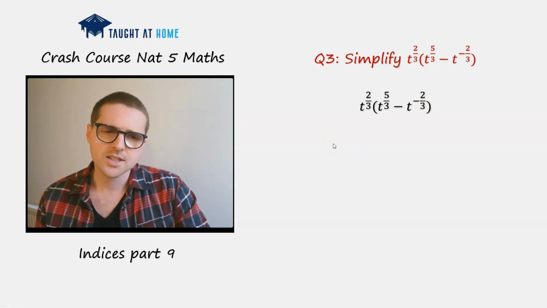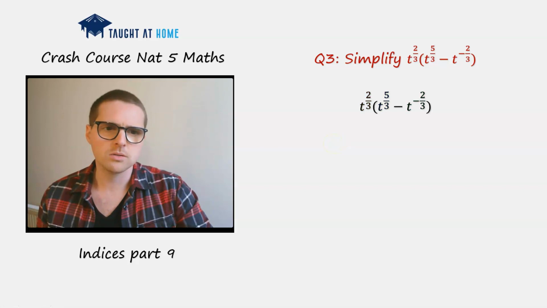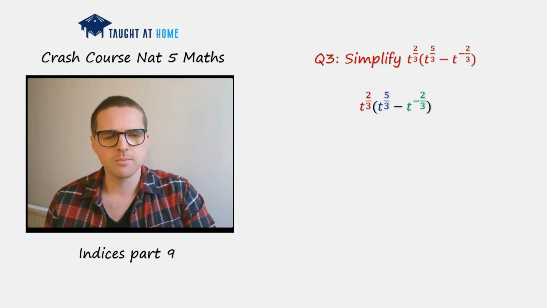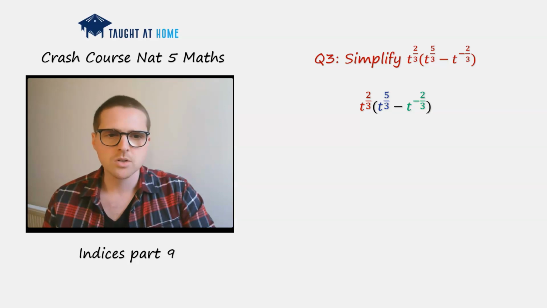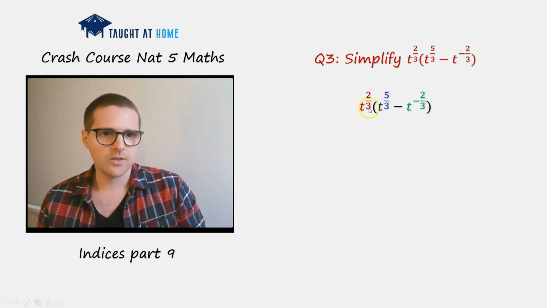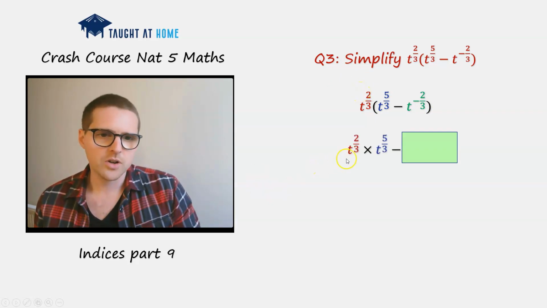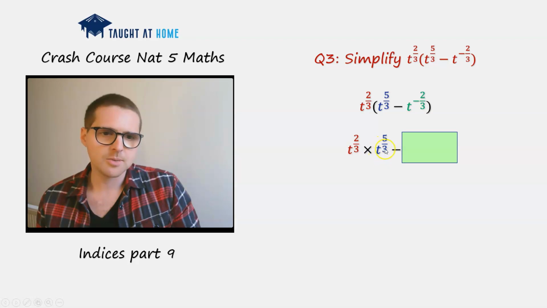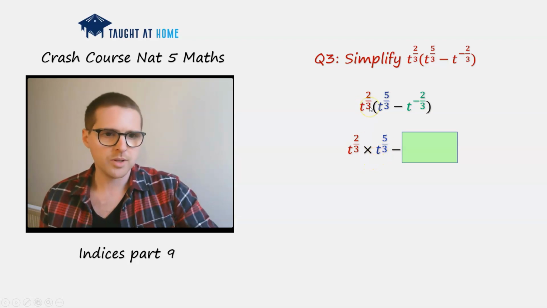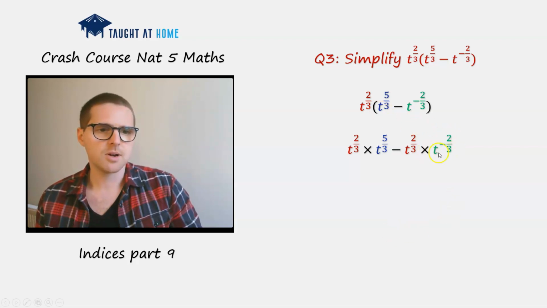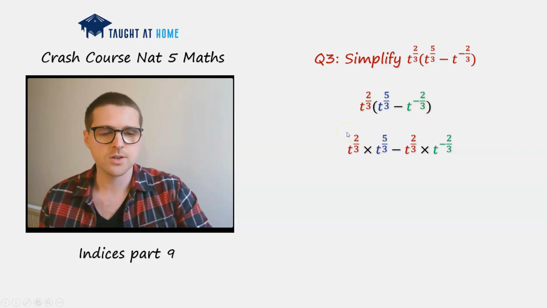So let's change this so we've got a bit more colour. There we go. I'm hoping this will make it easy to follow. So now we're going to multiply these together, and then we're going to multiply these together. So the first part, we've got t to the power of 2 over 3 times t to the power of 5 over 3, take away t to the power of 2 over 3 times t to the minus 2 over 3. So we've multiplied each of these terms with the t to the 2 over 3.